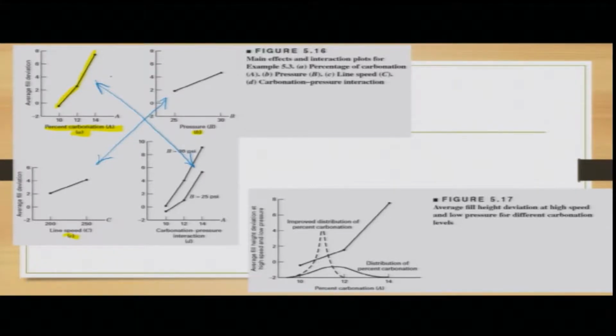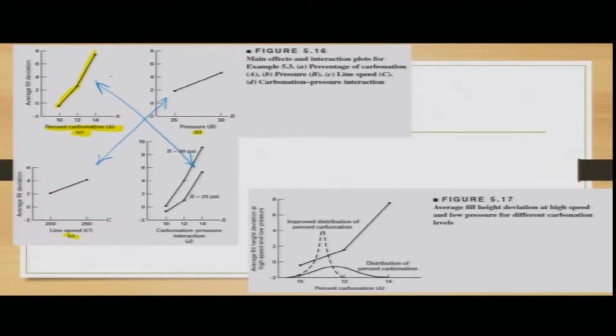So, it means that the main effect of the interaction plots, for example, in diagram A is the percentage of carbonation, which is factor A. The second one is pressure B, which is factor B, and diagram C is the line speed, which is factor C, and then I find the carbonation and pressure combinations. Based on that, we have diagram D, as I explained.